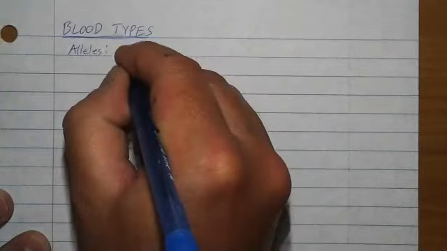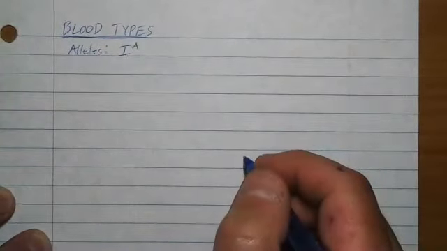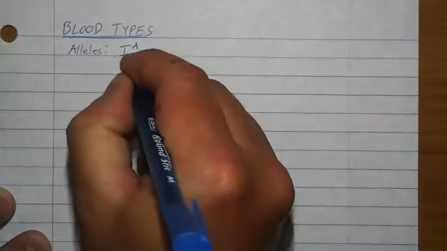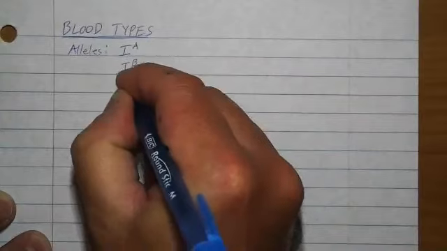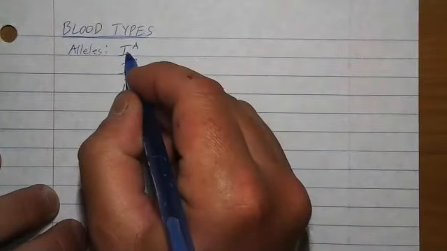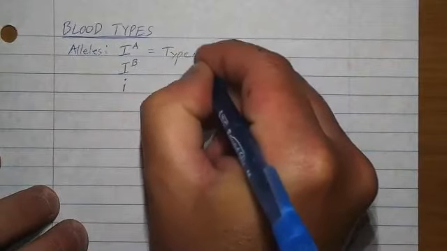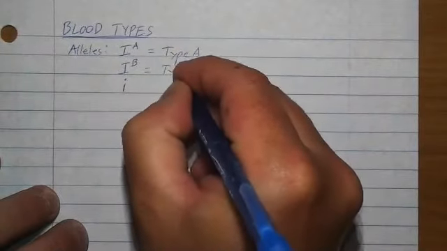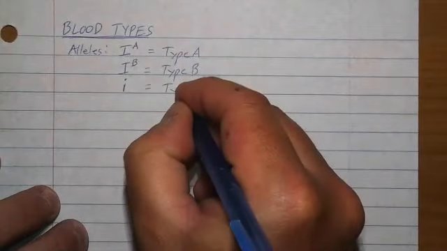The alleles. There's a capital I with a little a at the top, like an exponent. There's a capital I with a little b at the top, and then there's a lowercase i. This one makes type A blood. This one makes type B blood. This one makes type O blood.